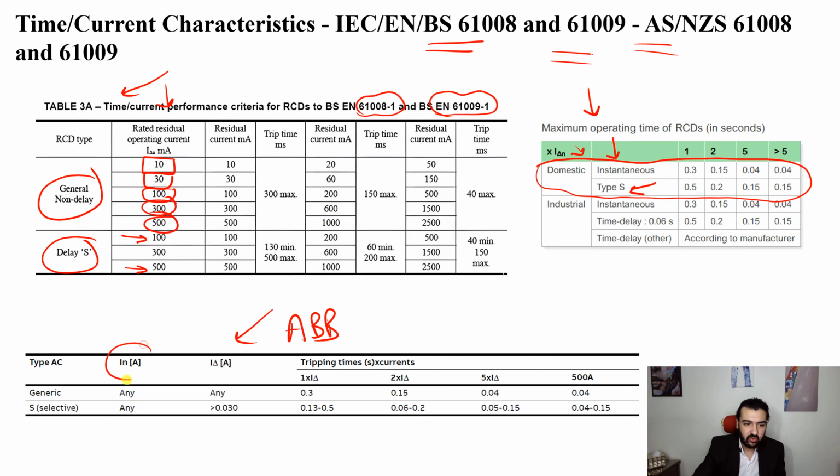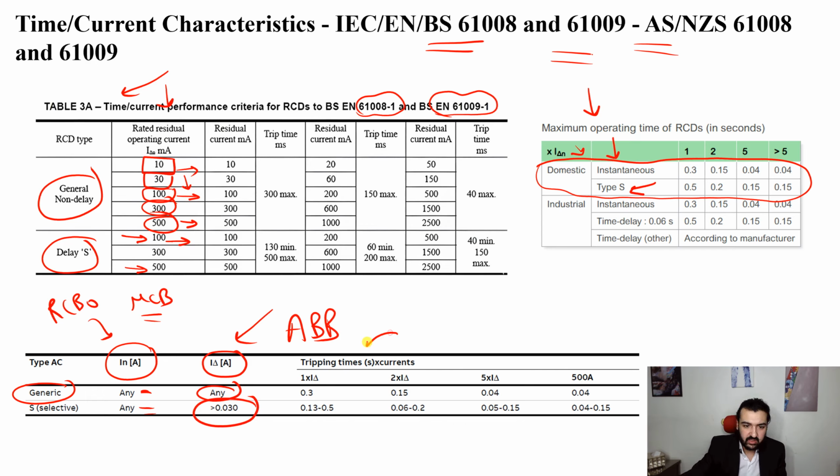I nominal current is for the RCPO or the MCP part, any nominal current for them. Here for I differential or I residual, that's what I care about. For generic, you can see it starts from 10 up to 500, any value. However, for delay, it is more than 30, which starts from 100. You can see it starts from 100. So it says greater than 30 milliamperes.